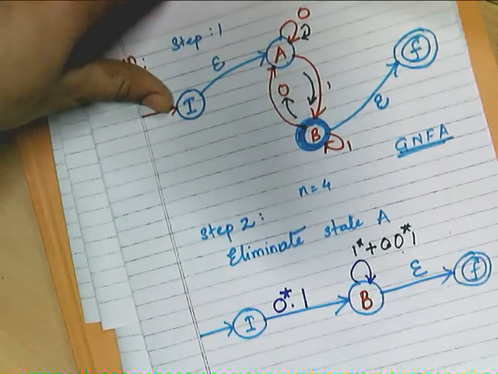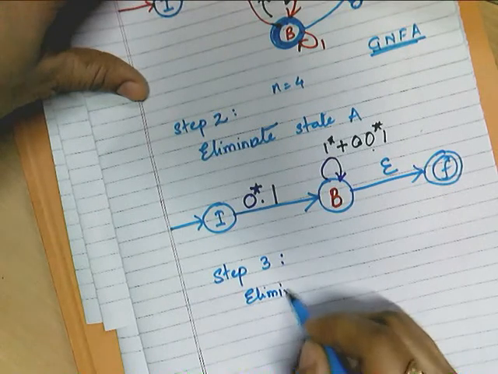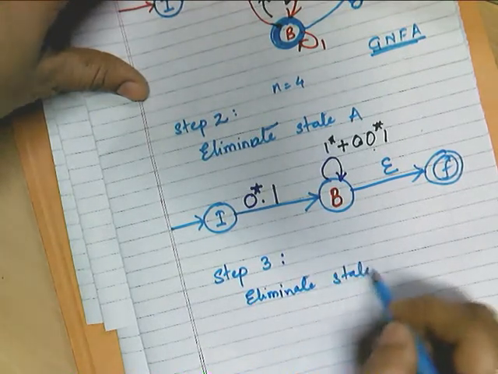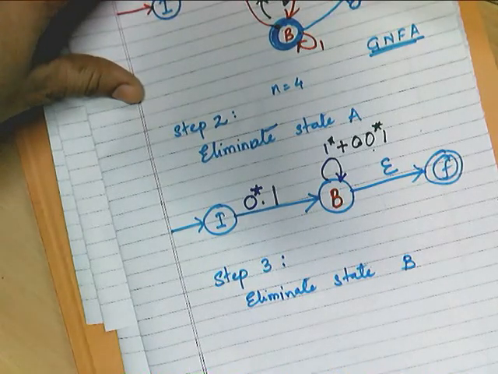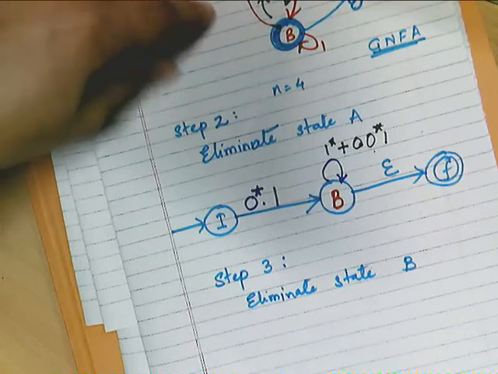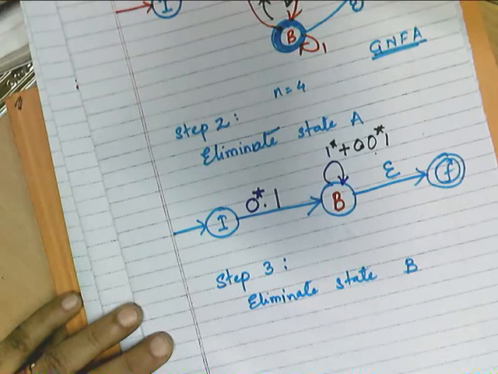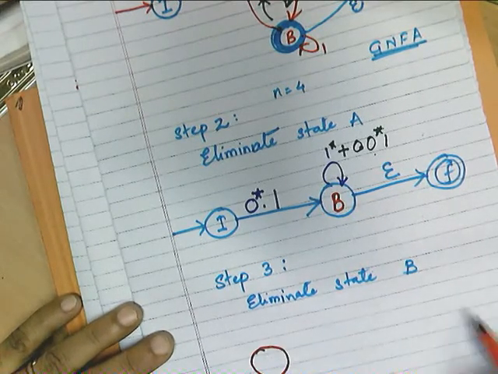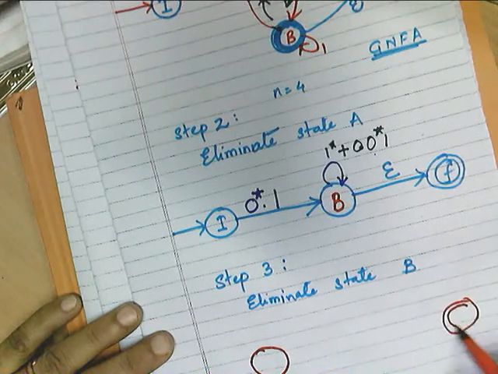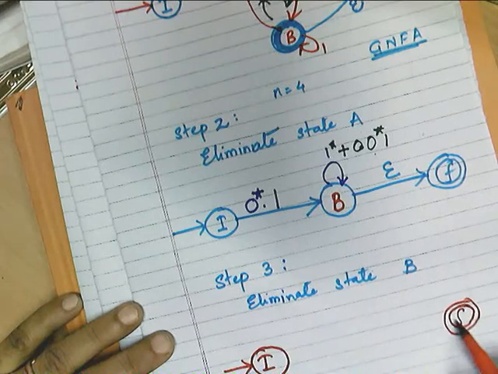Now in step 3, what will we do? We will eliminate state B. When we are removing this state B, what should we write, as we have done in the case of removal of state A? Now which states will be remaining? Only 2 states are remaining, I and F, and we need not remove them. So this is my initial state, this is my final state.